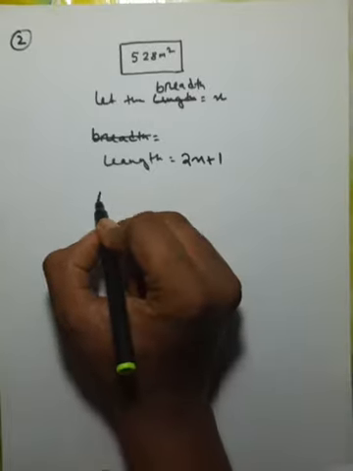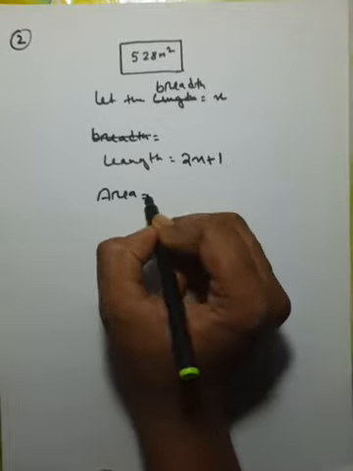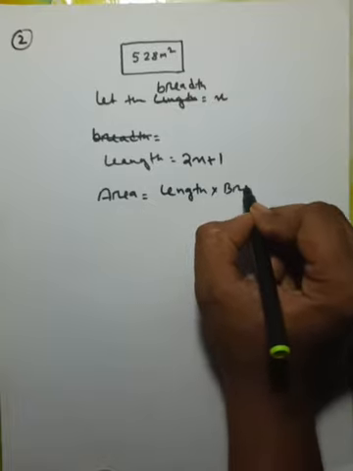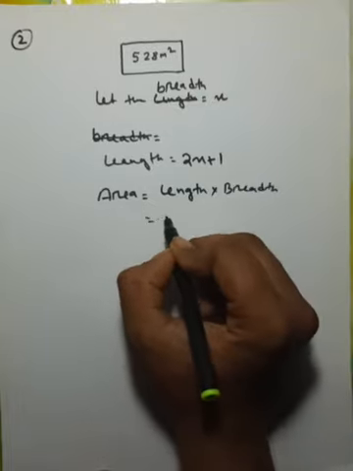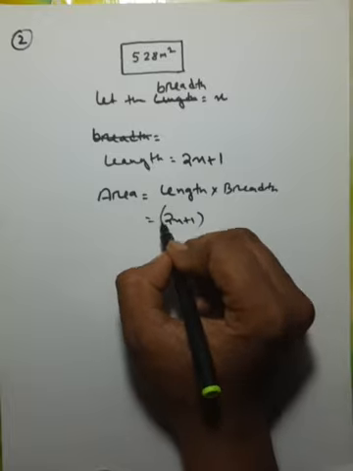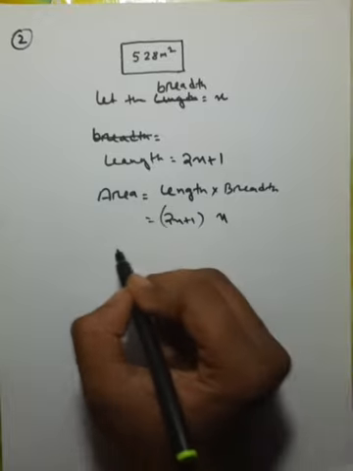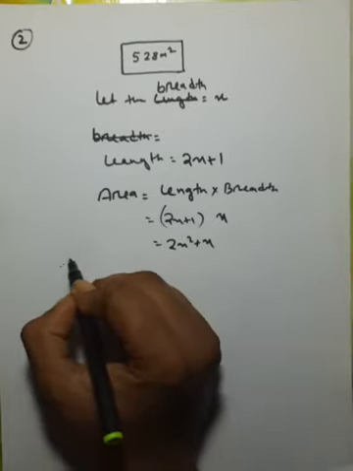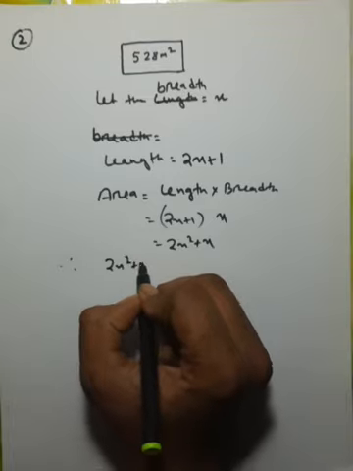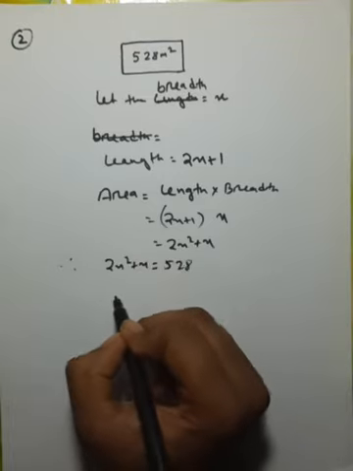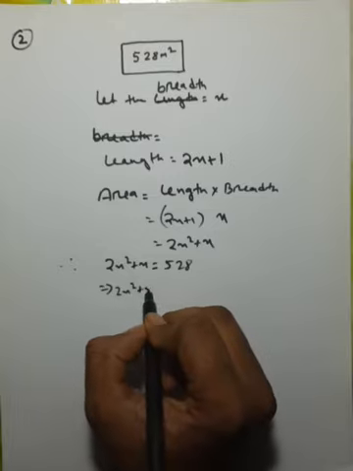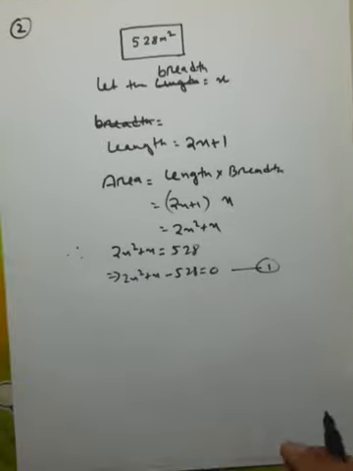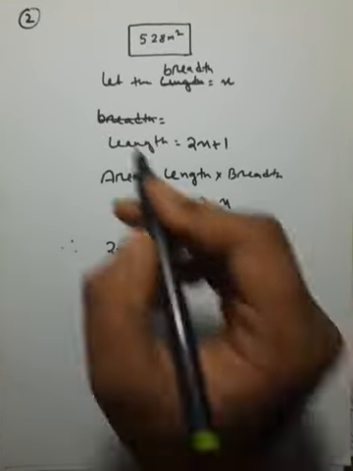Okay, and we know the area of the rectangle is length into breadth. So length is how much? 2x plus 1. Breadth is how much? x. Okay, so this will be 2x square plus x, and according to the question 2x square plus x is equal to 528. Okay, so 2x square plus x minus 528 is equal to 0. So this is the representation of the given situation.